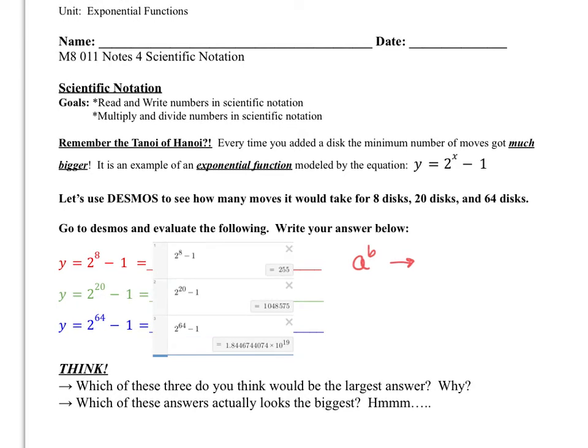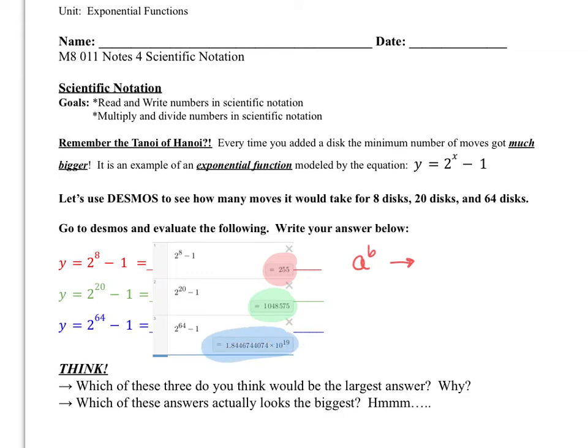On Desmos, when I entered these exponents to evaluate, 2 to the 8th minus 1, I got an answer of 255. That means it would take a minimum of 255 moves to complete the Tower of Hanoi with 8 disks. For 20 disks, it would take a minimum of 1,048,575 moves. And with 64 disks, it would take this many moves.